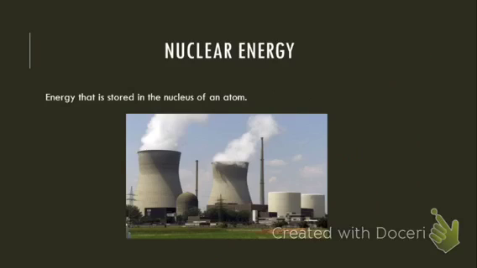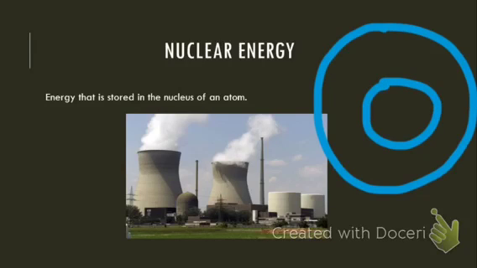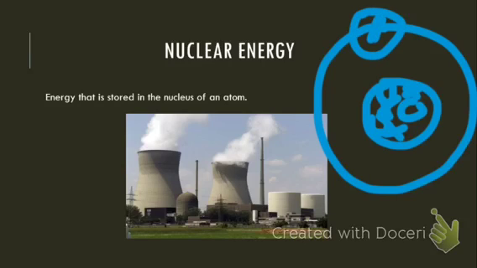All right, the next type of energy is nuclear energy. Energy that is stored in the nucleus of an atom. So remember, last year, you have protons, which are positive, and you have neutrons, which are neutral. They're neither positive nor negative. Okay? And then out here in the outer rings, you have electrons, and they're negatively charged.